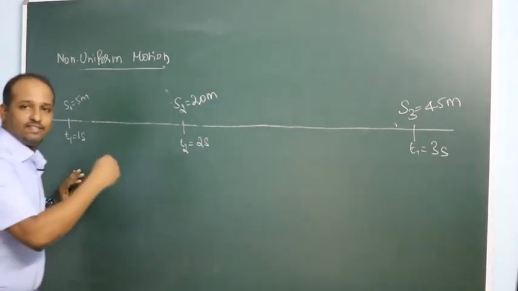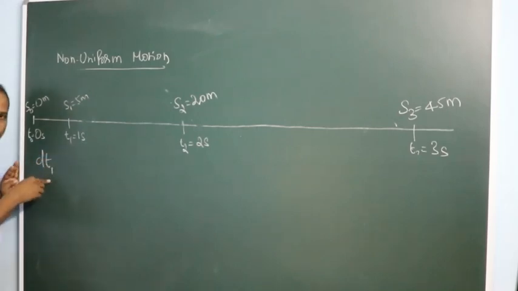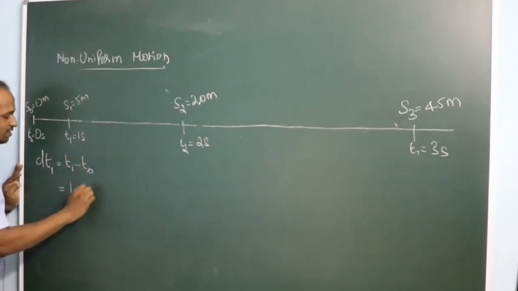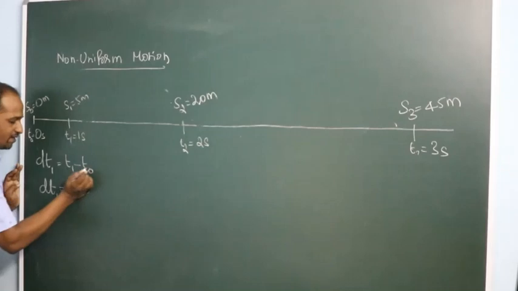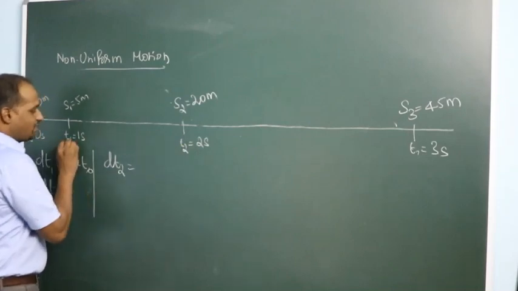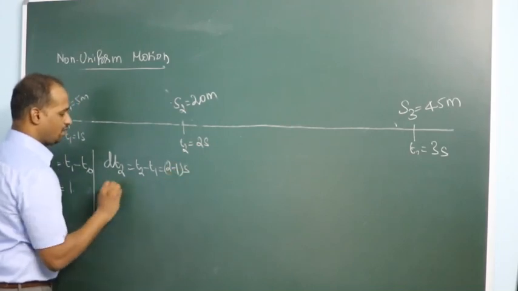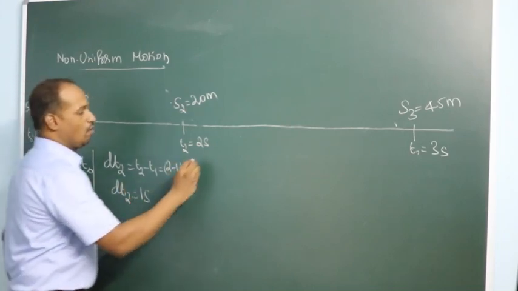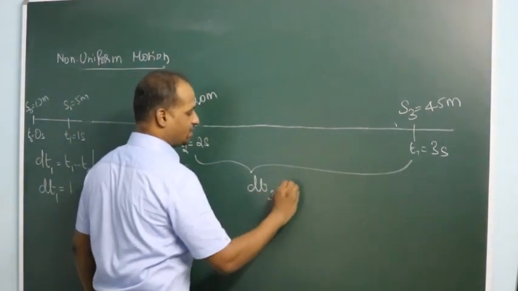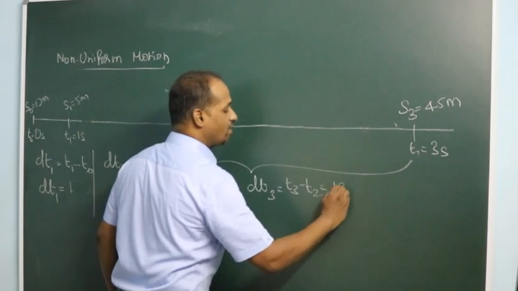But let's analyze this motion. First, what is the first time interval? Small time interval dt1 is t1 minus t0, 1 minus 0. So dt1 is 1 second. What about the next time interval? dt2 is t2 minus t1, which is 2 minus 1, so dt2 is 1 second. What is the next time interval? dt3 is equal to t3 minus t2, which is 3 minus 2, which is again 1 second.